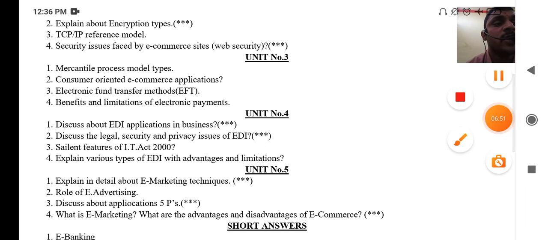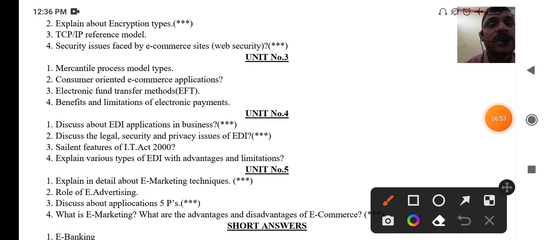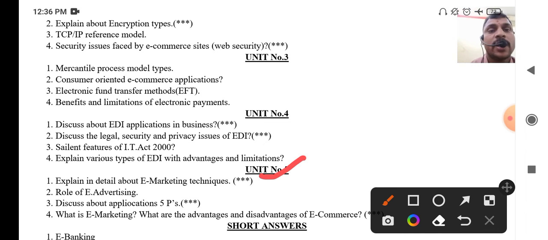So next, when it comes to unit number 5, these are very important. Explain in detail about e-marketing techniques. So first you have to write about the e-marketing definition. What is the meaning of e-marketing? Nowadays e-marketing is getting more demand in the market. So we have to write about the definition of e-marketing. After that, what are the different techniques we are going to follow in e-marketing, like targeting the people, in what way you will be targeting the people, everything you have to explain.